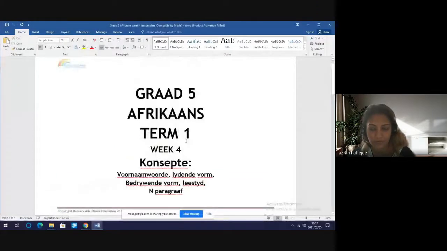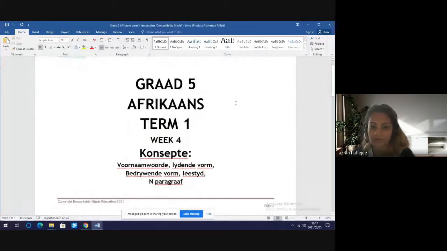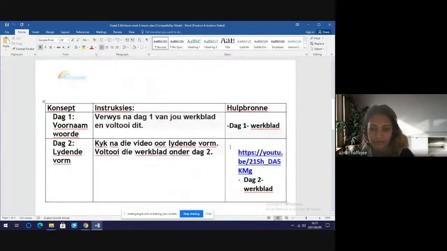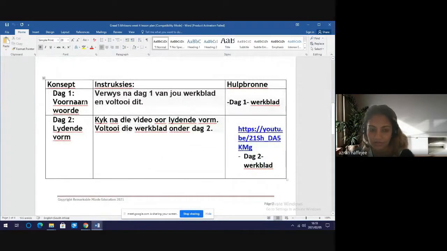Right, so we are looking at the presentation. This week's work says graad 5 Afrikaans term 1 week 4. If you scroll down, you will come down to dag 1, which says voornaamwoorde, which is what we are looking at today. It says verwys na dag 1 van jou werkblad en voltooi dit. Refer to day 1 of your worksheet and complete it.